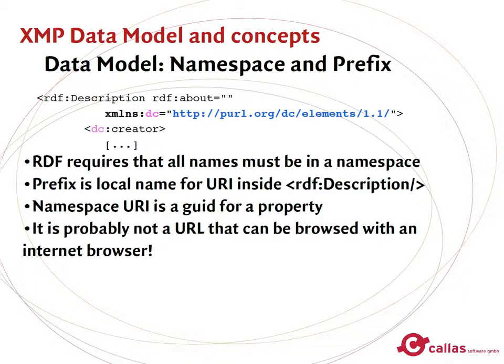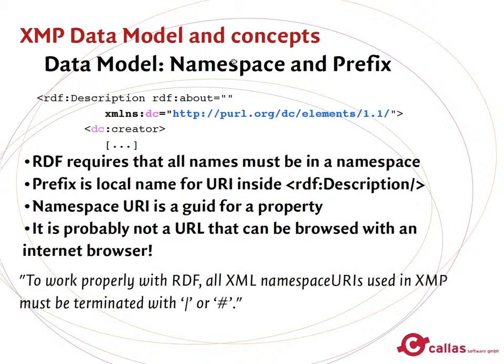Okay, and the namespace URI is probably not a URL you can navigate to with your internet browser. So don't expect to just enter the address and get some information about that schema. That's normally not the case. And one more requirement is that the namespace URI has to be properly terminated. We have seen plenty of PDF files where that was a problem. And if that's not the case, it's not a valid namespace URI.